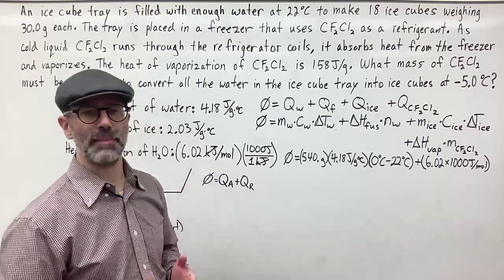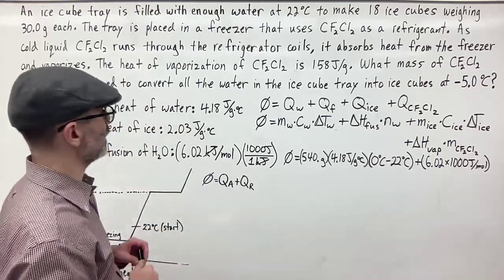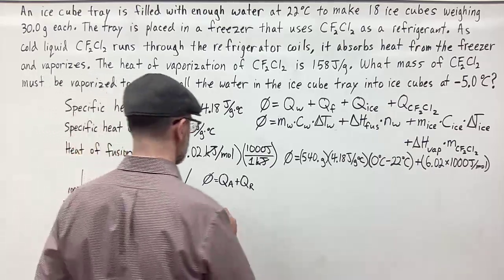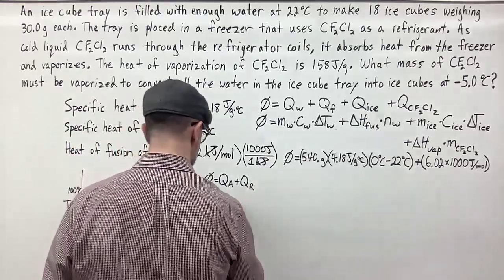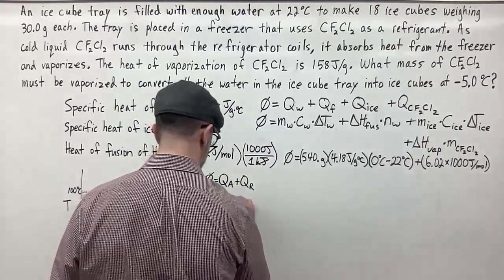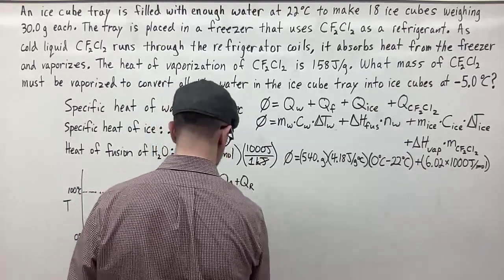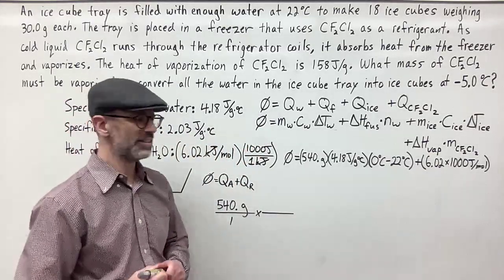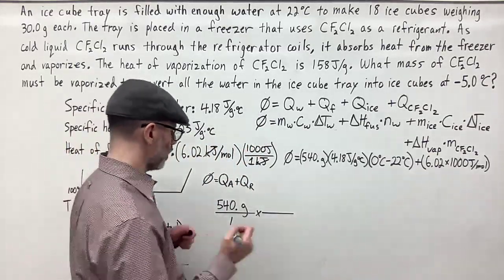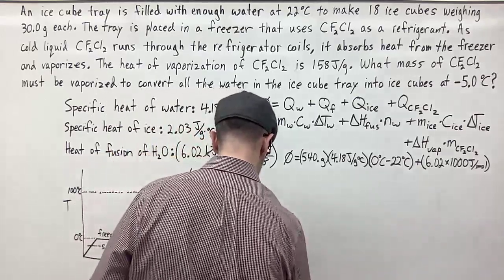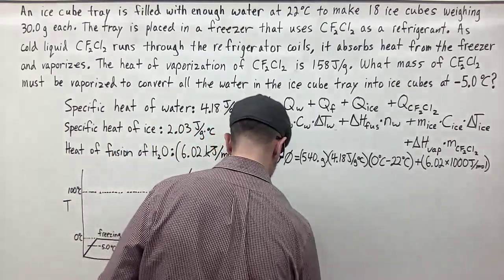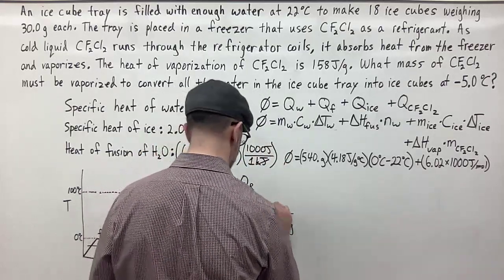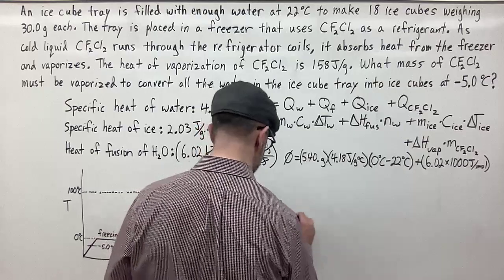And then we're going to multiply that by the number of moles. Now, to get the number of moles, we need to take the total mass of water and divide that by the molar mass of water. So we said the total mass of water was 540 grams. So we're going to have to use the molar mass of water. Molar mass of water is about 18.016. So that's 18.016 grams of water on the bottom and 1 mole of water on top.